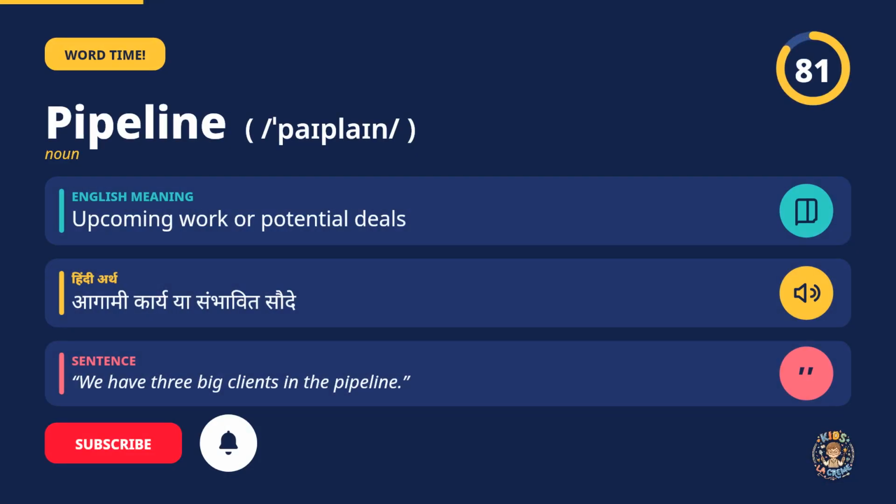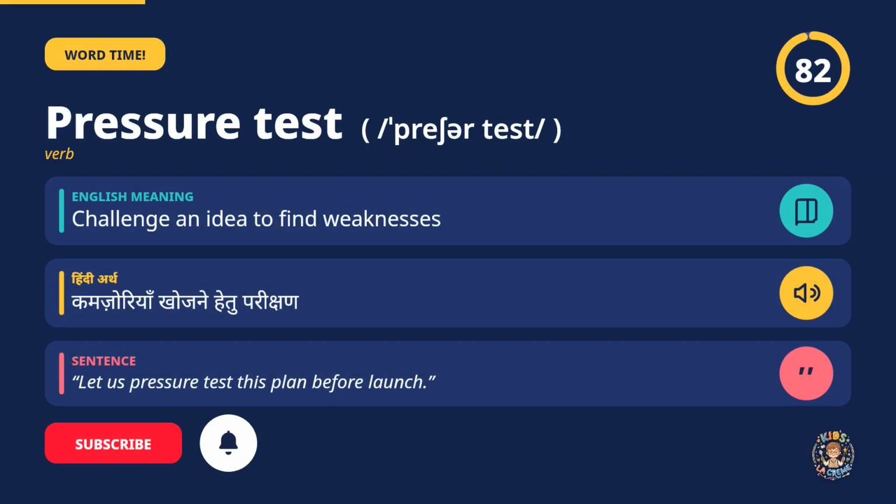Pipeline. Upcoming work or potential deals. We have 3 big clients in the pipeline. Pressure test. Challenge an idea to find weaknesses. Let us pressure test this plan before launch.